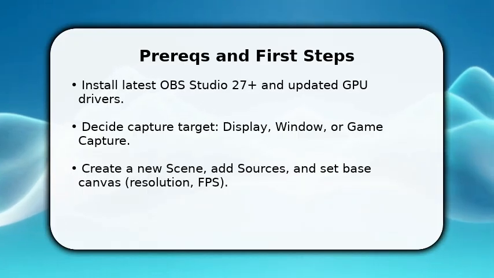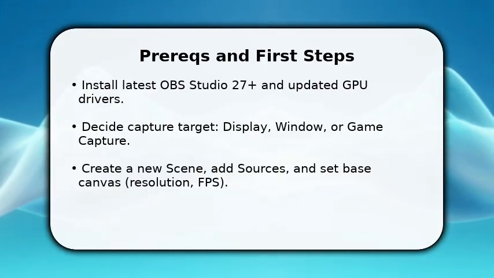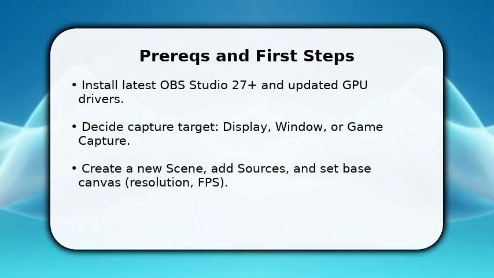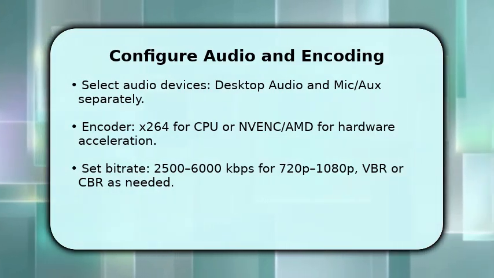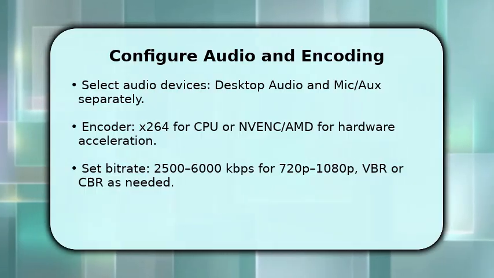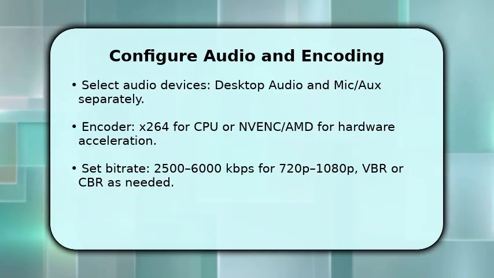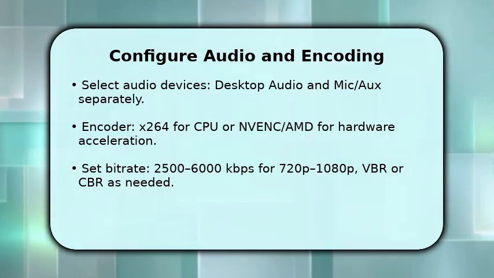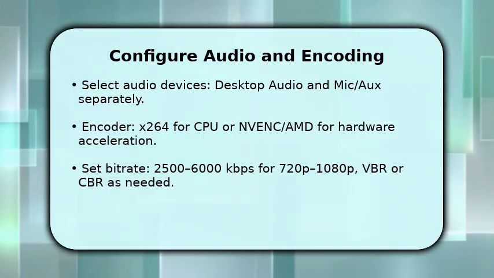Now configure audio routing and encoding to balance quality and performance. Start by selecting desktop audio and mic/aux in settings audio, then test levels in the audio mixer so sources aren't clipping. Reduce or add gain filters if needed. Next, go to output and choose an encoder. Use hardware NVENC or AMF to offload CPU, or x264 for maximum control.